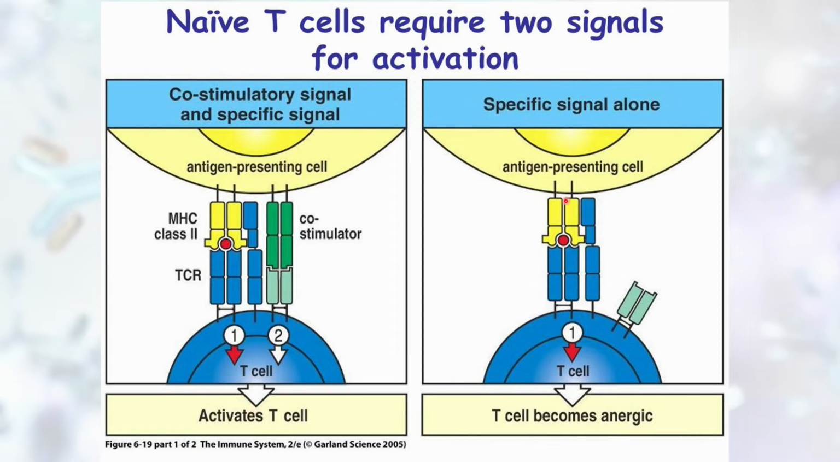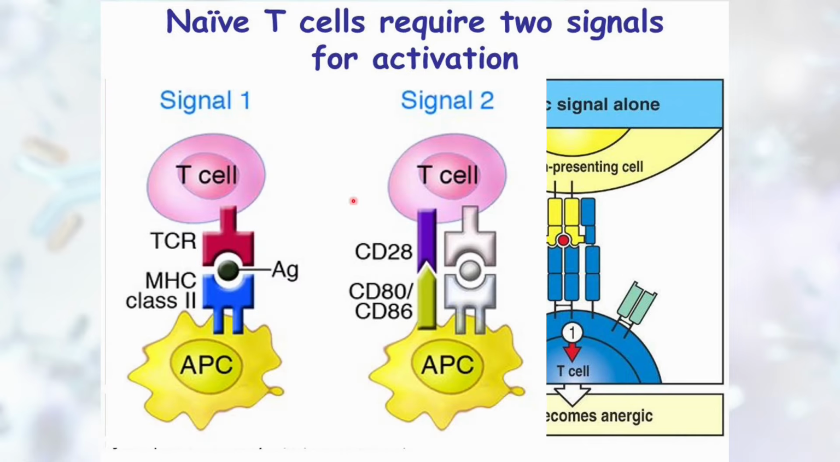If we have only one signal, which is MHC in association with the protein with the T cell receptor, without co-stimulation, then the T cell becomes anergic, as in it's exhausted and wouldn't work. And that is the case with CD8 T lymphocytes when there is no T cell help. Now, what exactly is this co-stimulatory signal?